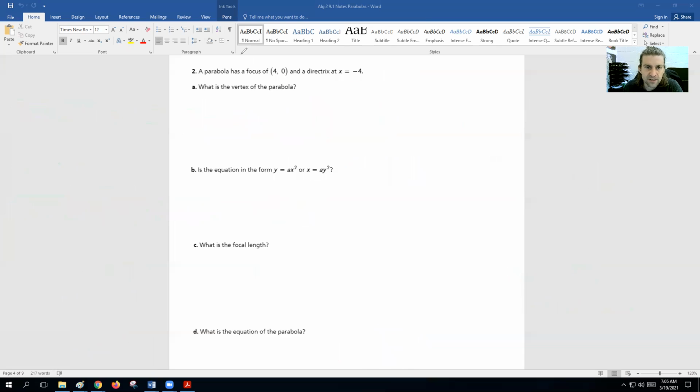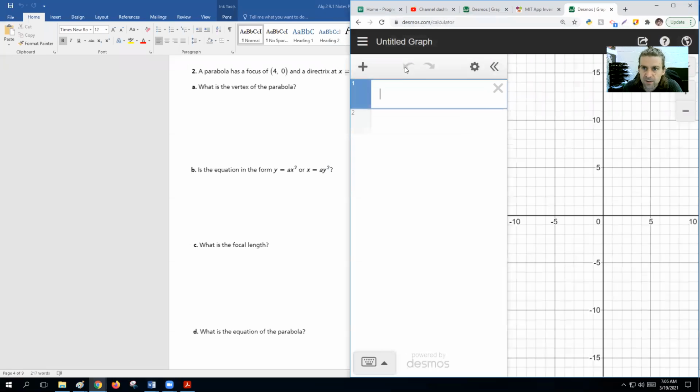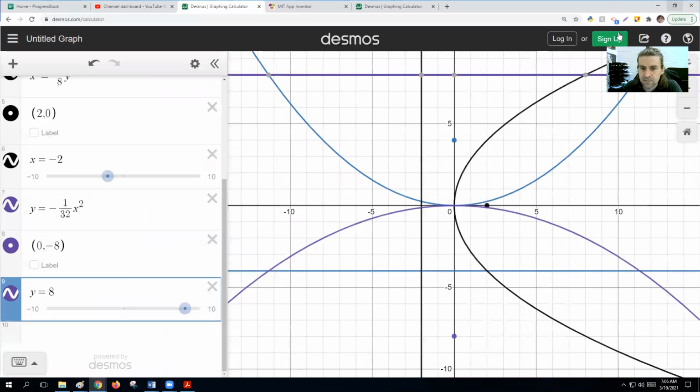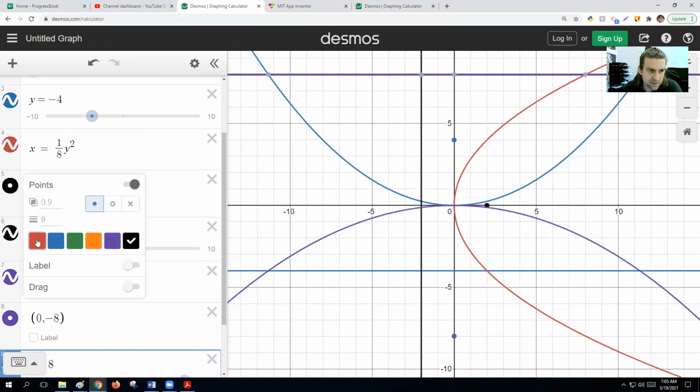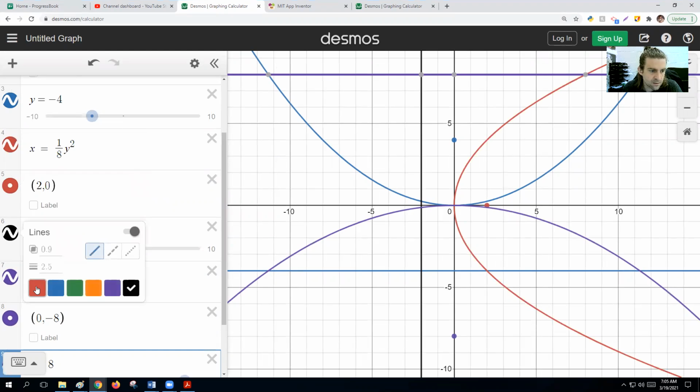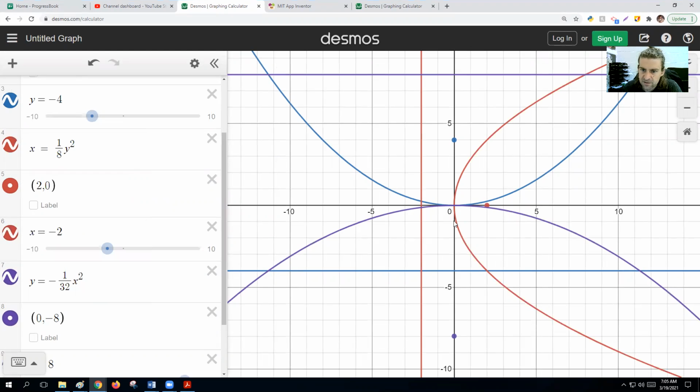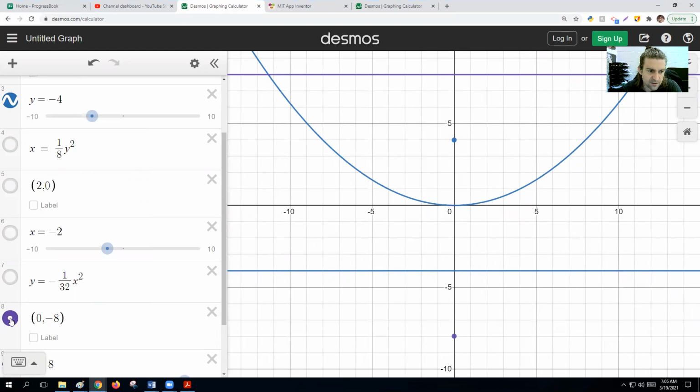I'm going to clear off my drawings here, and pull up some Desmos problems that I already have done. Okay, we got a lot of graphs here, and you can see the parabolas are the curved ones. I might change this one to red, just so we can see it a little easier. So we got this blue one, this red one, and the purple one. They're all at 0, 0. Let's just look at the blue one, and then the purple one and the red one.